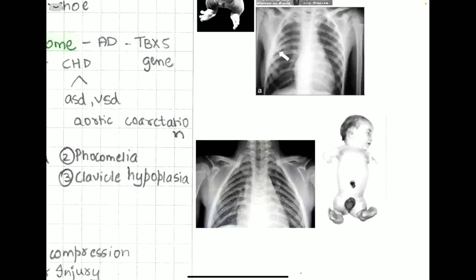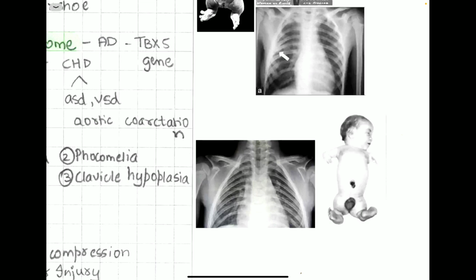Triphalangeal thumb we usually read for Diamond Blackfan anemia, but it is not an absolute condition that is exclusively seen in Diamond Blackfan anemia. It is seen in various other conditions. There are other congenital heart defects which include conduction defects causing bradycardia or fibrillation. This is about Holt-Oram syndrome.